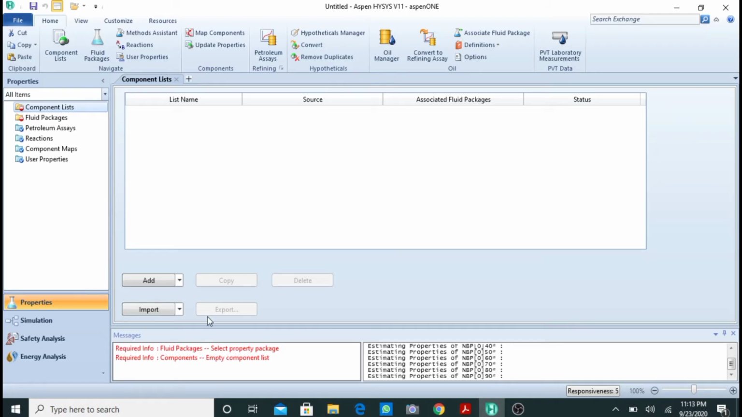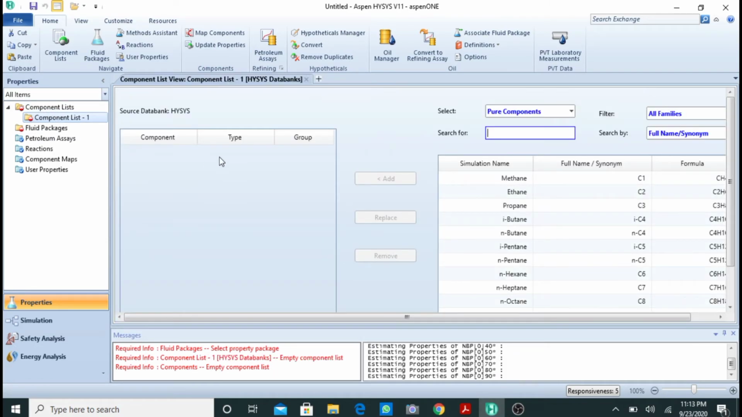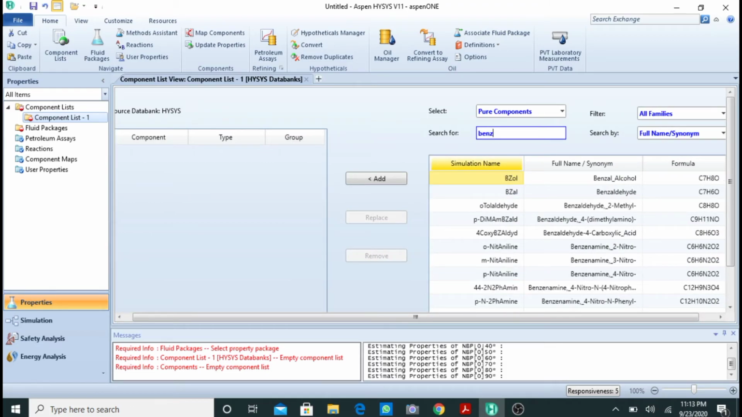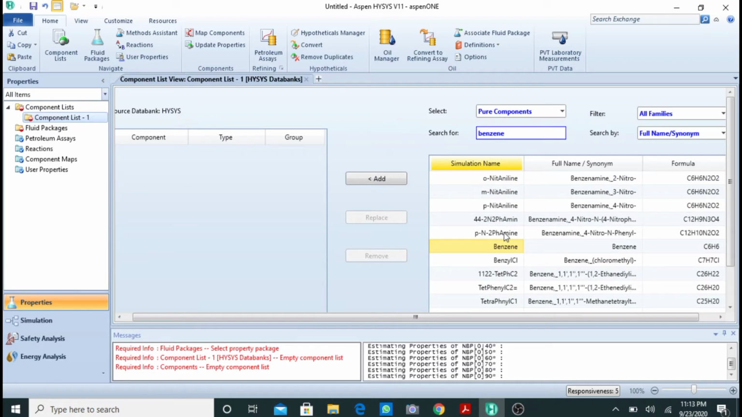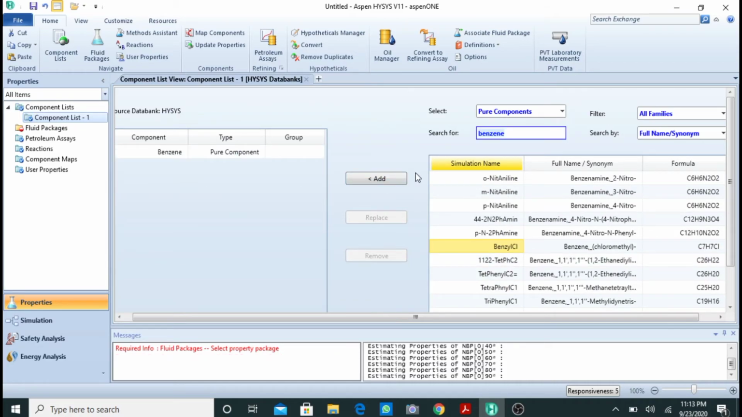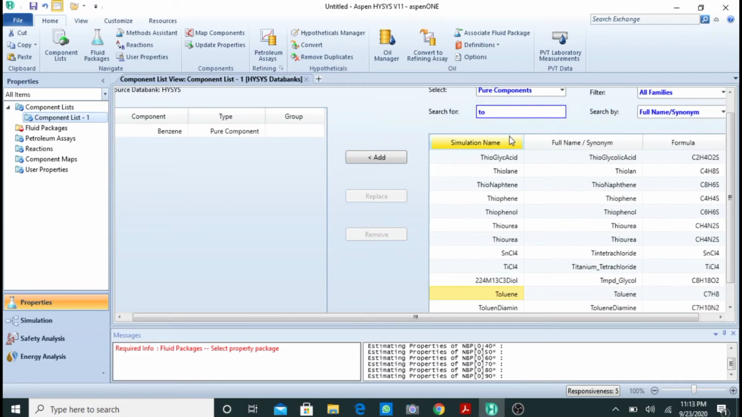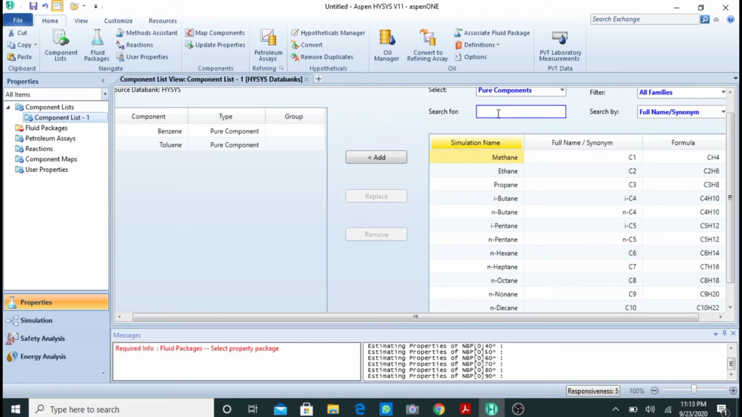First of all, we will add components. The components are benzene. I will click on this benzene, click on this add. Our other component was toluene, and our last component is water that is used for cooling.